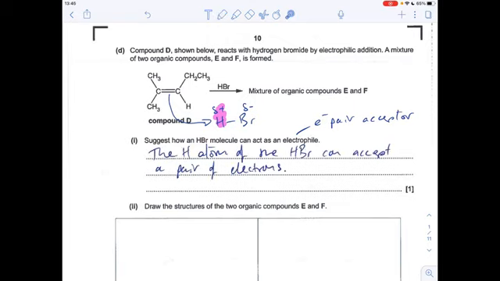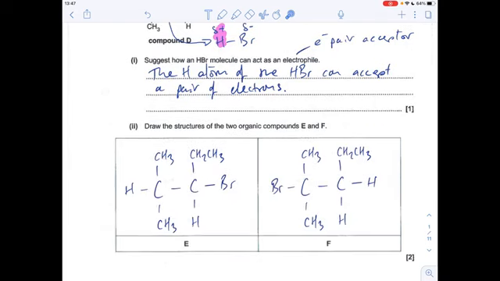Next part of the question, we've got to draw the structures of the two organic compounds formed from the reaction when HBr reacts with compound D. Basically, the HBr is going to add across this carbon-carbon double bond. So one of the compounds could be where the H goes on this carbon, the Br goes on there, and the other one would be the other way around. So the Br on there and the H on there. I'll just draw those up now. So there they are there.